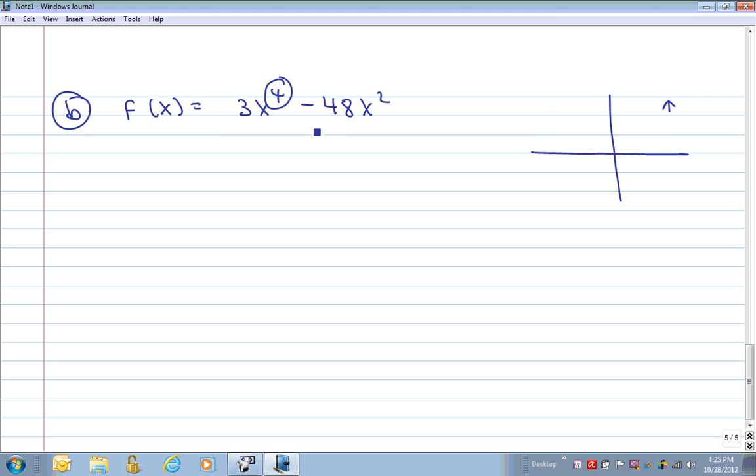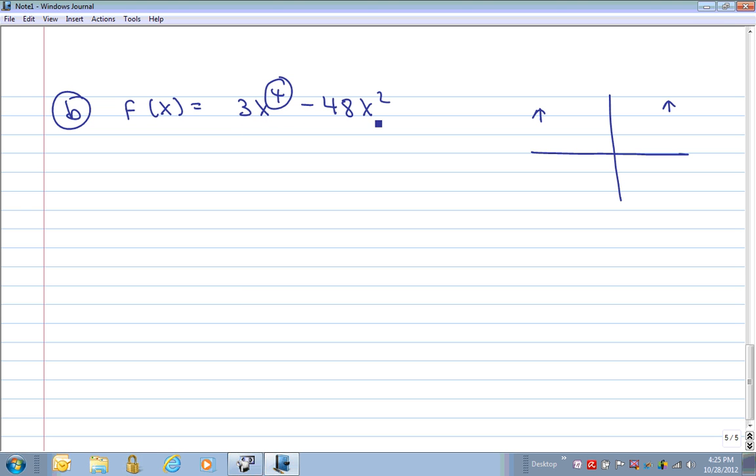Another one of these types of examples. In question B, we're given the function f of x equals 3x to the 4th minus 48x squared. Kind of a similar problem. Again, let's take a look at what would happen to our graph. It's positive at the front, so we would have a graph going up on the right. It's an even exponent, so it would also go up on the left.